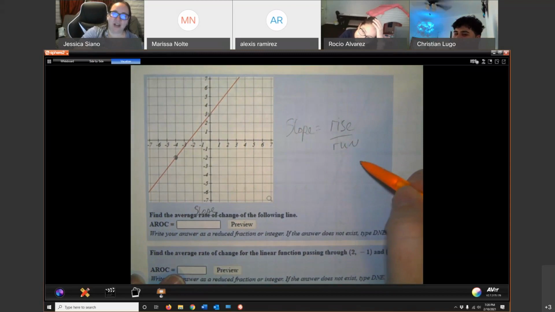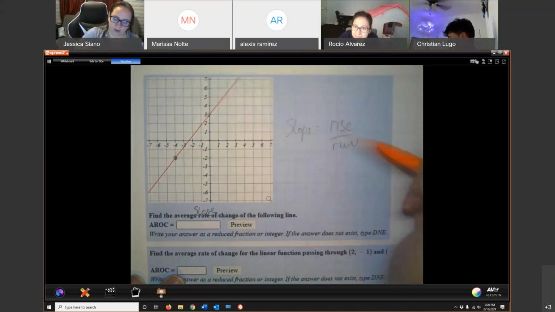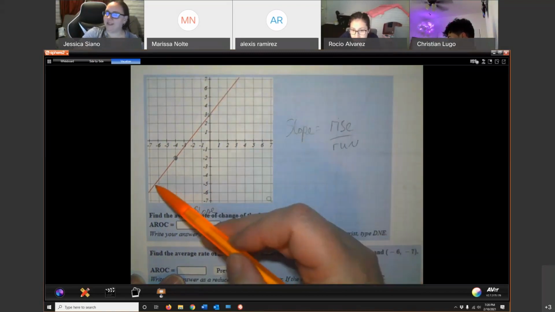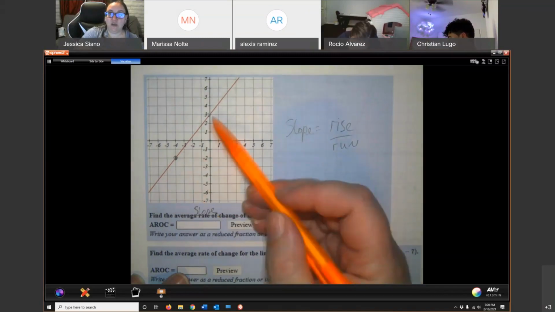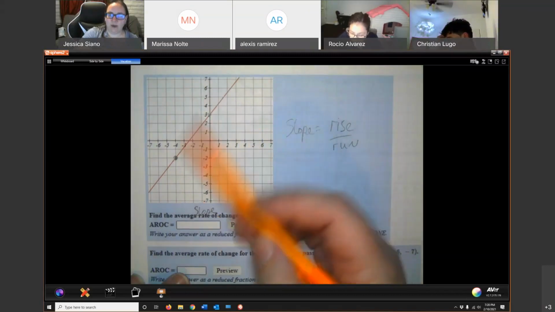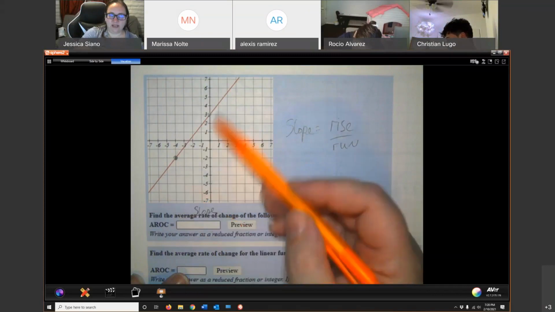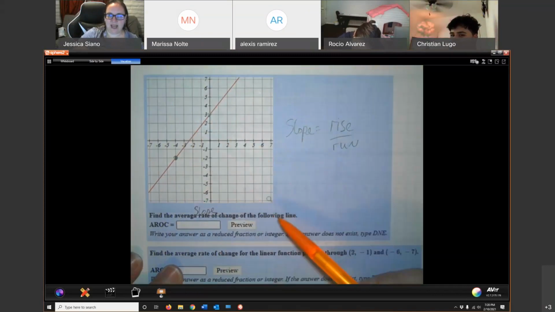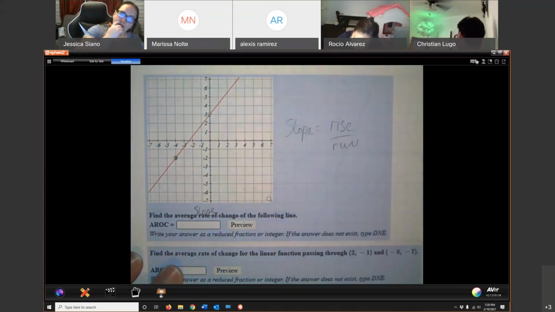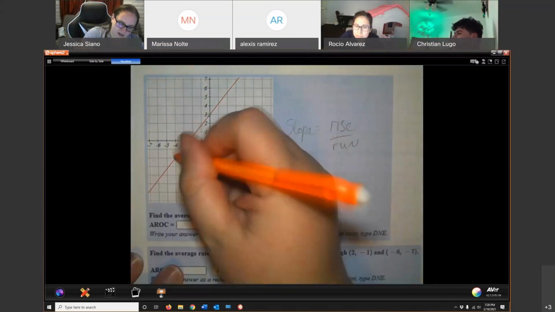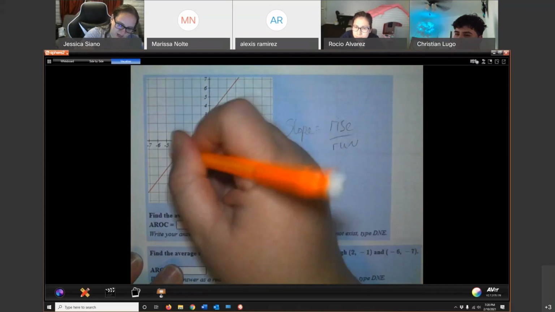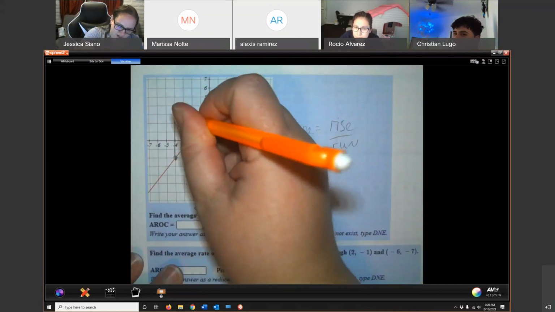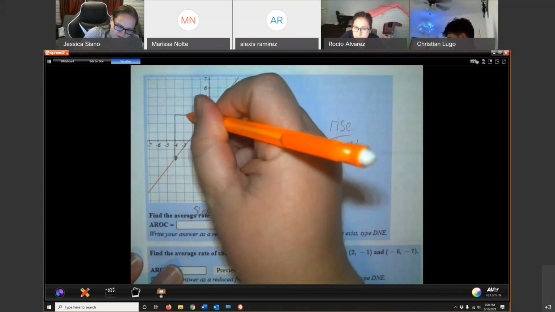So slope is rise over run. First of all, I want to point out that this line is increasing, which means that my slope will be positive. Lines that are increasing have a positive slope, lines that are decreasing have a negative slope. And then we're just going to count boxes for rise over run. To get from this point to this point, how far up do I have to go? And then how far over do I have to go?